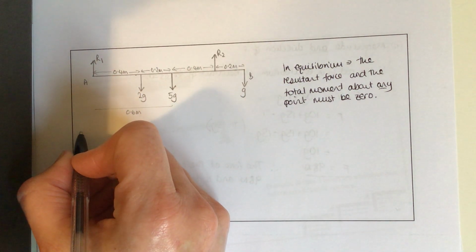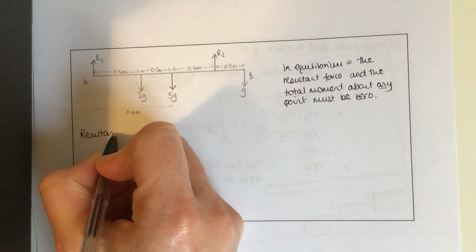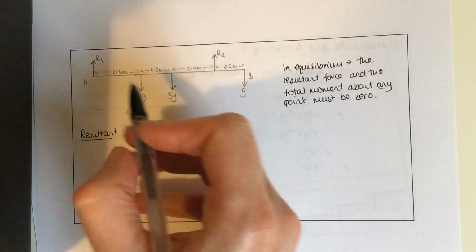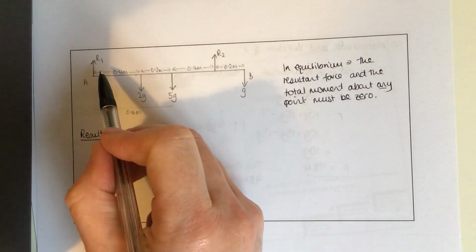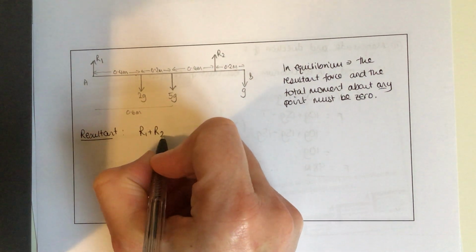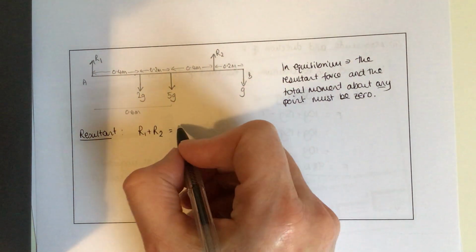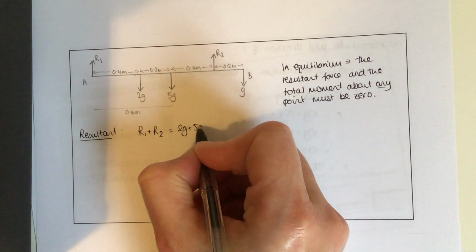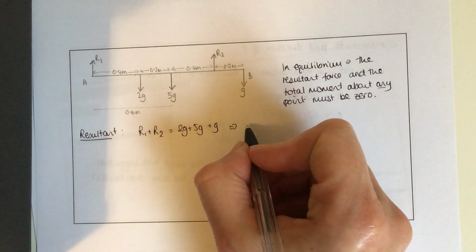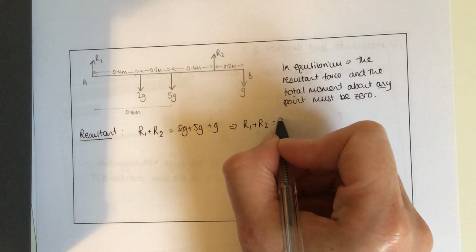So I'm going to first of all look at the resultant. This is what we learned how to do first, so we'll start with this first. So I know then that the forces have got to be equal and opposite, so I've got my R1 and my R2 in that direction. And they've got to equal all the forces in the opposite direction. So that's my 2G, my 5G, and my G. So I've then got, let's just simplify that down, R1 plus R2 equals 8G.